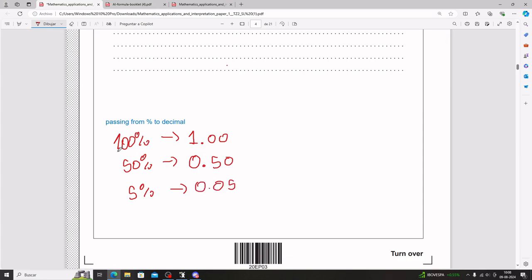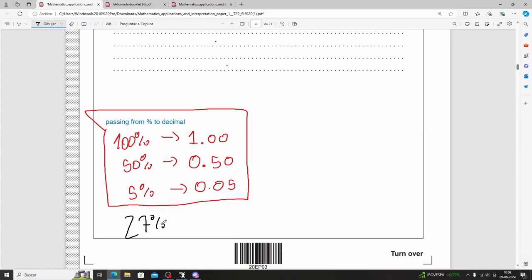So what I suggest is memorize this small table for passing from percent to decimal, and then you can use this for any example. If you're ever looking for, I don't know, 27%, you just follow the pattern: you put the decimal two places in front. So if here you have the decimal for 50%, you go 1, 2, and you end up there.